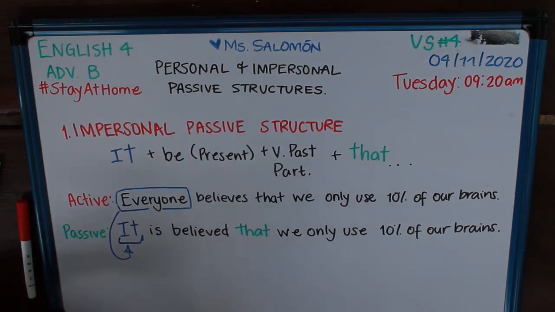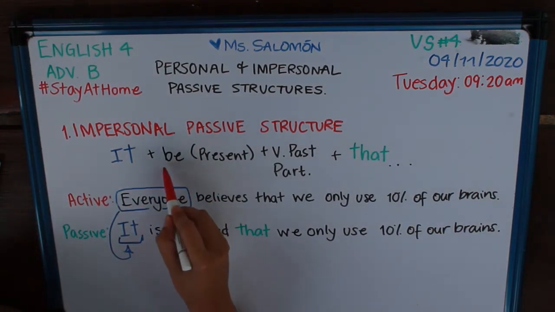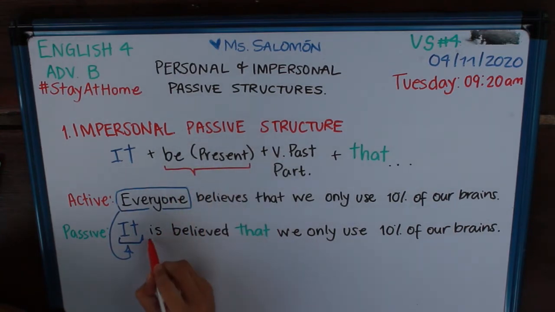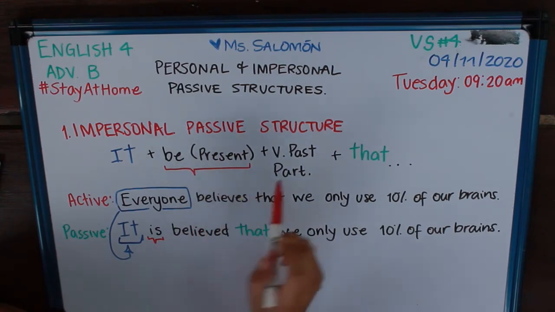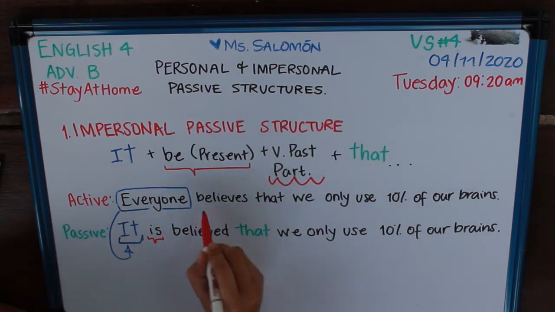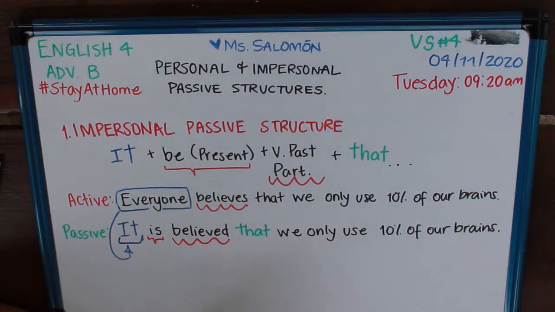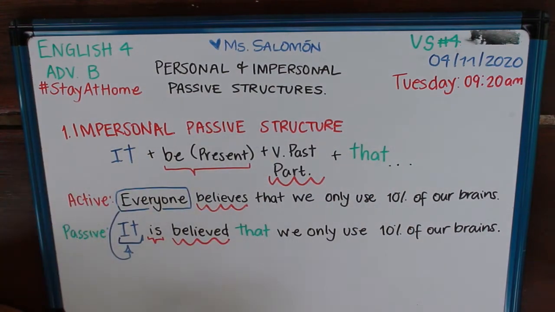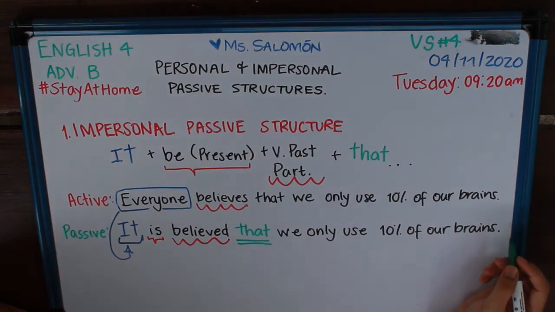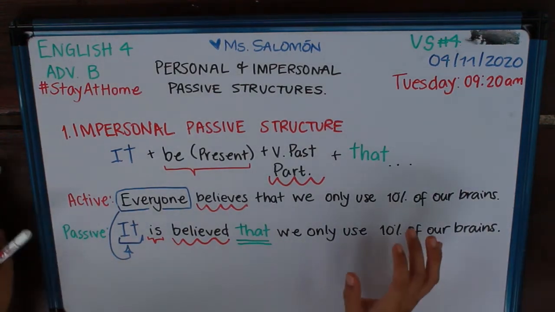Then, according to this structure, we need to add the verb to be in its present form, which is, followed by the main verb of the sentence in active voice in past participle. So, the main verb right here in this sentence is believes. So, we need to replace it by the same verb but in the past participle, which is believed. And according to this structure, we need to follow this by a that clause. So we just add that and then the rest of the sentence. This is the impersonal passive structure.